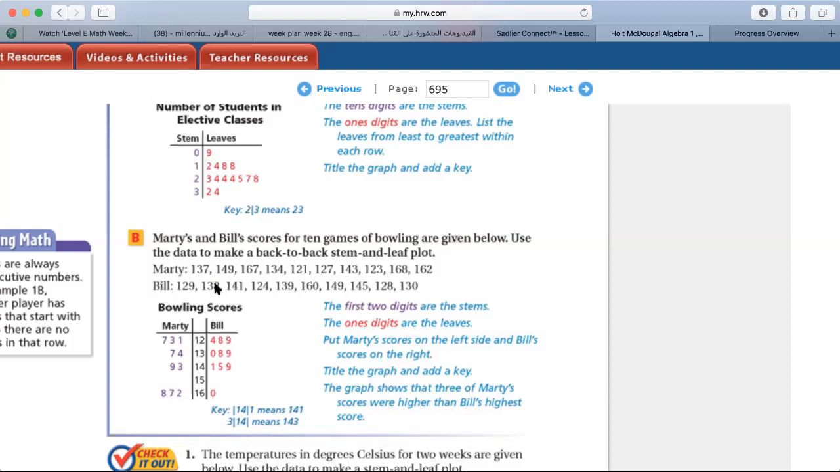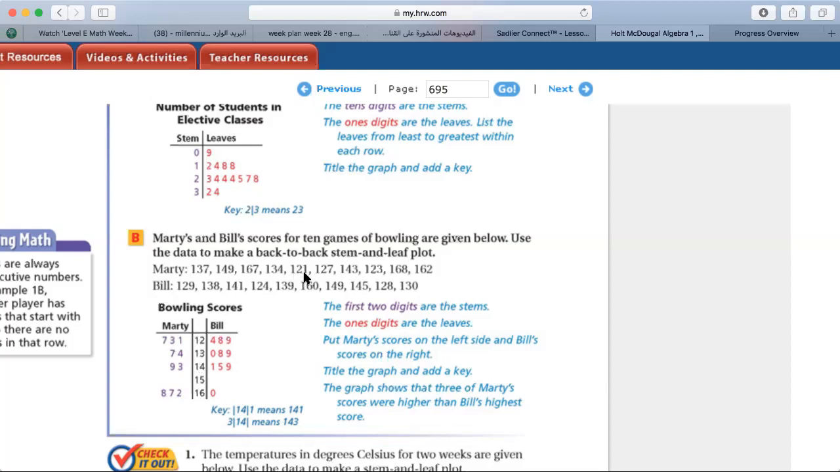Marty, I'm going to start with the 120s. So I have 121, 123, 127. So 1 is the last digit, 3 is the last digit, and 7 is the last digit. Okay, girls? I said that the last digit, I'm going to put in the leaves, and 12 and any other digits, I'm going to put in the stem. So I will put 12 here.